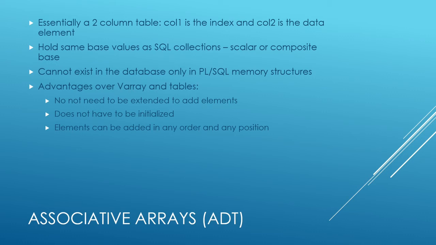There's a couple of advantages, though, over the V-array and tables in using associative arrays. Because of its flexibility, you don't have to define the number of elements going into it. And because you don't have to do that, adding to it is quite easy. If you're using a table element or a V-array element, and you want to add to that array, you actually have to extend it with an extend command, whereas with associative arrays, you don't have to do that.